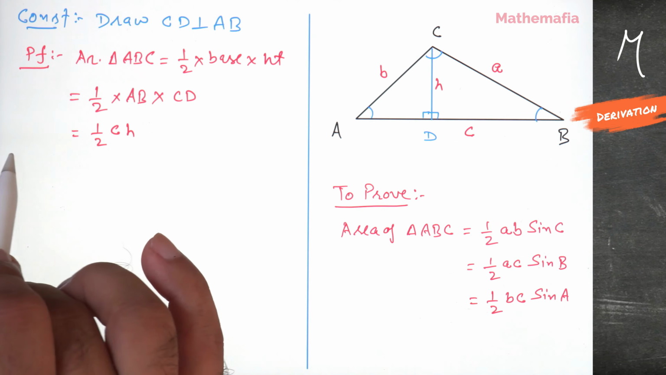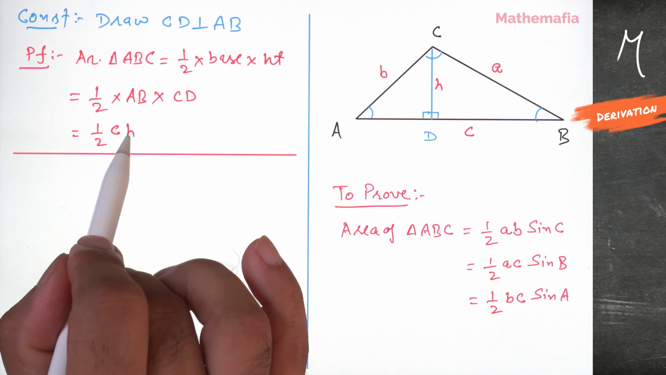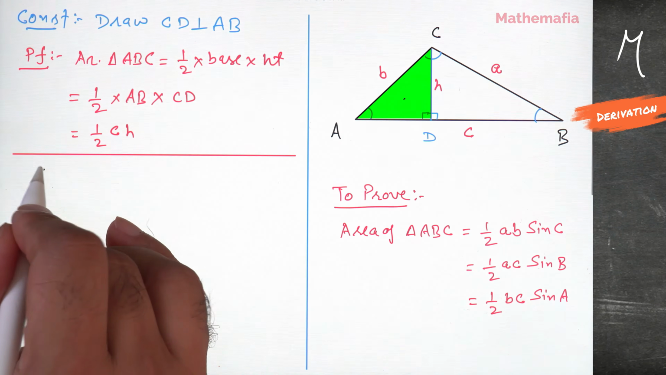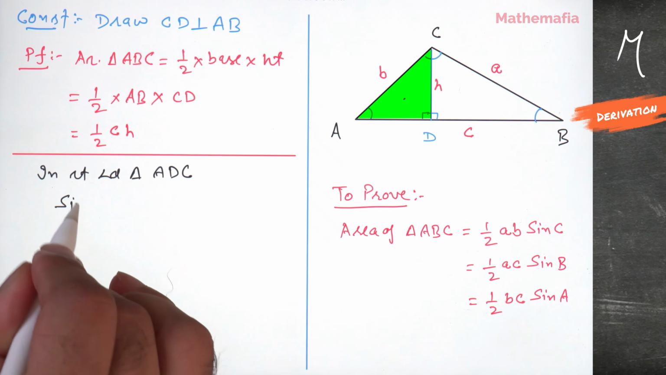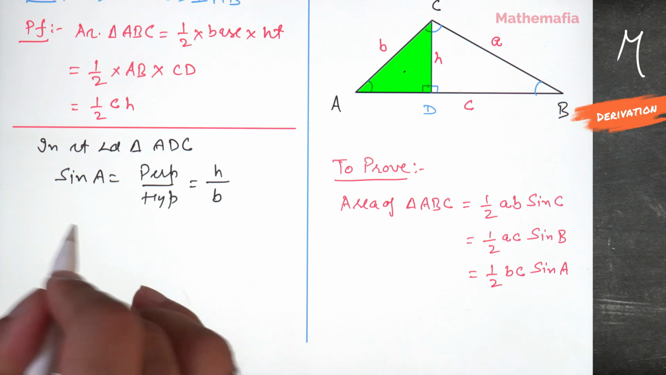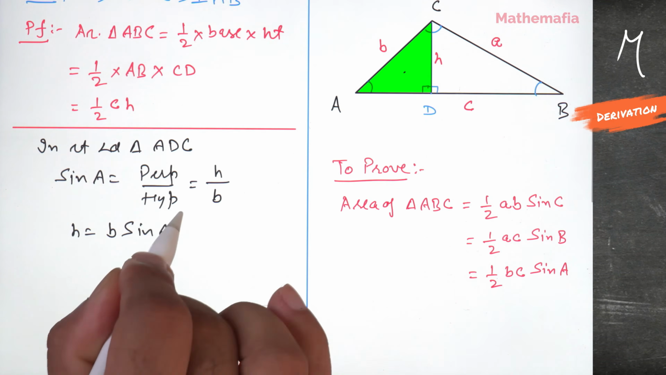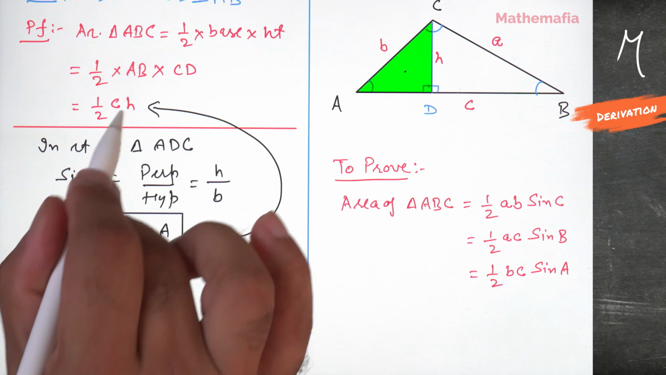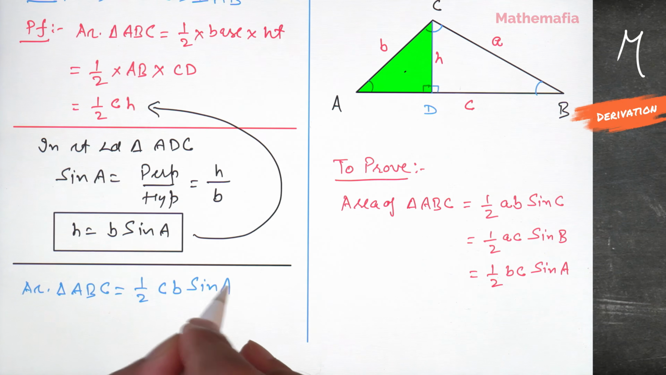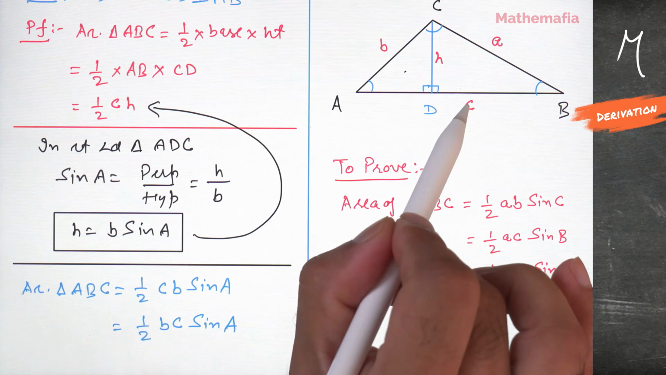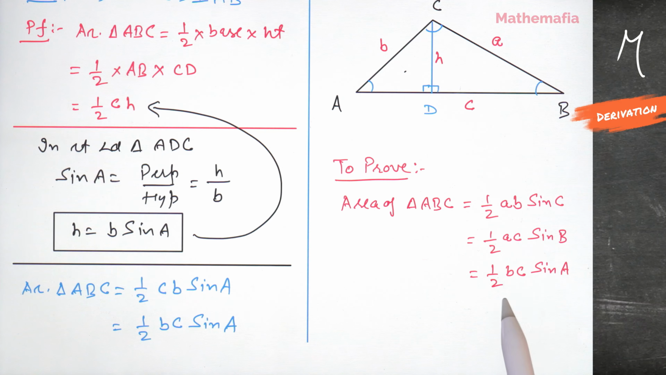Now let's go to the next part, which is finding out the value of h in terms of b and A. So let's do that. Let us consider this right angle triangle. So in this right angle triangle ADC, sin A is perpendicular over hypotenuse, which becomes h over b. From here, h becomes b sin A. Now we will put this value of h here. So area of triangle ABC becomes half into c, and now in place of h I can write b sin A, and we can write this as half bc sin A, which is bc and the angle between them, which is A. And this is what we had to prove, that area of triangle is half bc sin A.